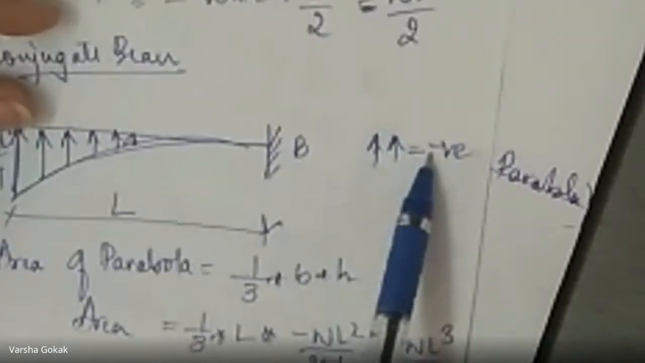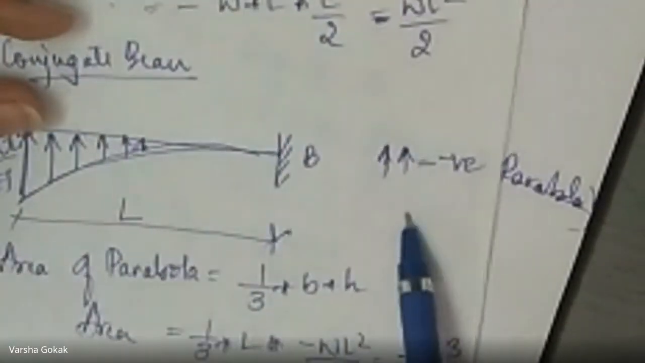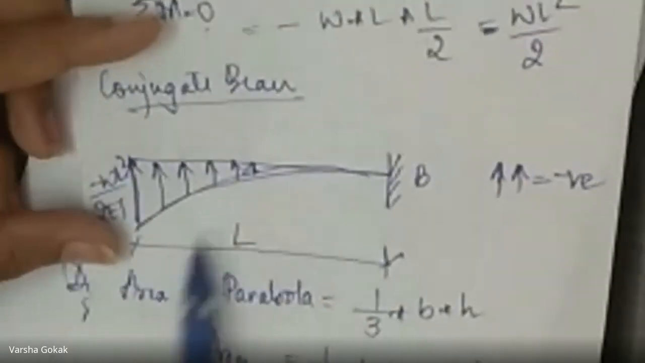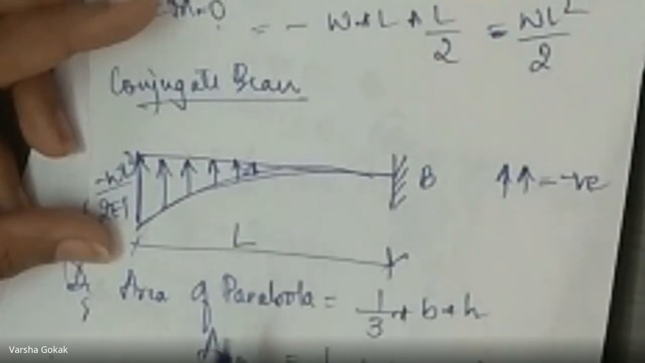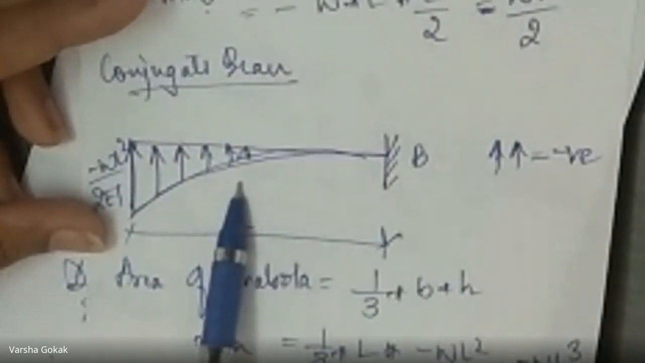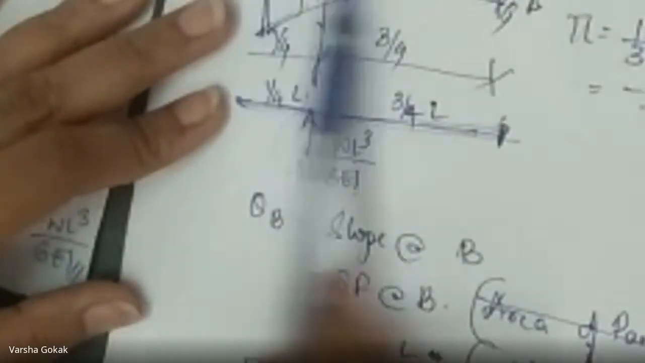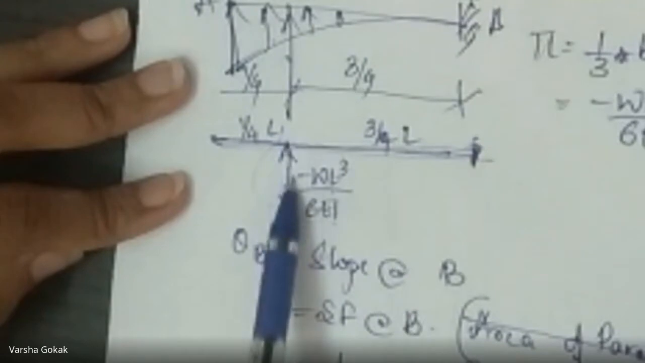If it is a negative bending moment diagram, the arrows are going to point upwards. If it is a positive bending moment diagram, the arrows will be pointing downwards. So based on that, draw the conjugate beam. This is a parabola. So when I want to find the slope, that is shear force, and for shear force I need the area. So this is your conjugate beam, and this I will convert to a beam with only a point load.